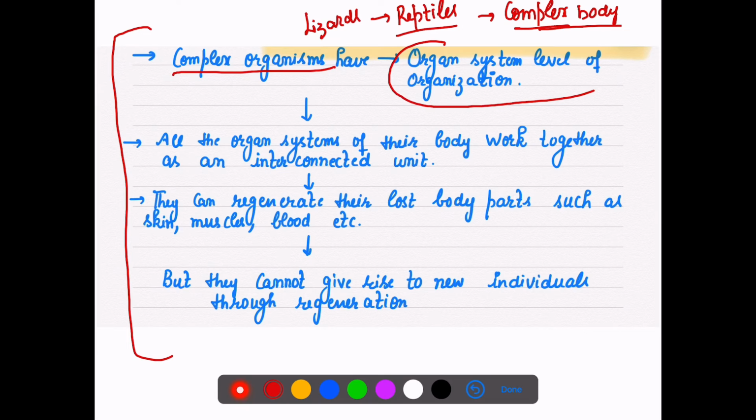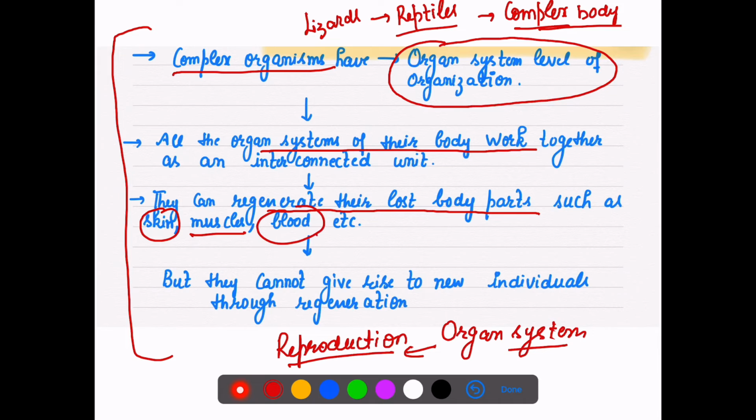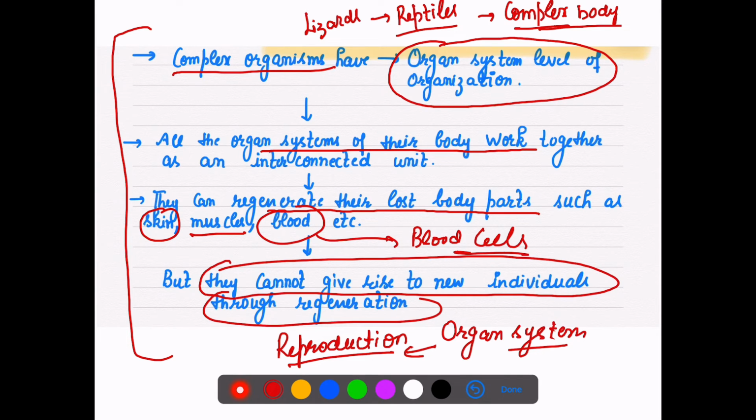See, complex organisms have an organ system level of organization. For each function we have different organ systems, and all organ systems work together. So they cannot show regeneration as a reproduction method, but they have the capacity to regenerate their lost body parts. Like in us, sometimes our skin cells are regenerated, our muscles sometimes regenerate, and our blood cells are also formed through regeneration. So a few of our parts can be regenerated, can be formed again, but they cannot give rise to a new individual through regeneration.